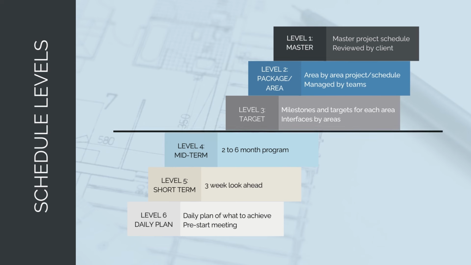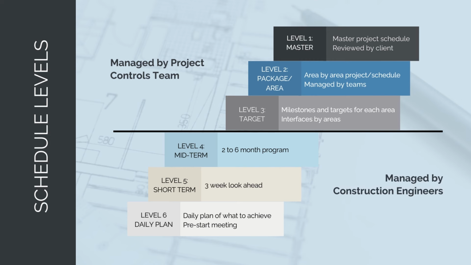So I've put a line across the screen so you can see these different types of schedules. Above the line, you have the schedules that are managed by the project controls and planning team. These are the bigger package area schedules and ultimately the master project schedule that the client sees. The project controls team will pretty much be full-time developing, monitoring, and updating these schedules so they're still relevant and useful. Then you've got the below-the-line schedules.